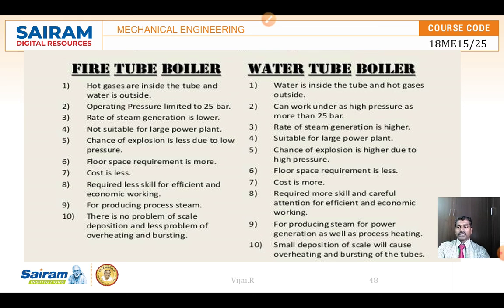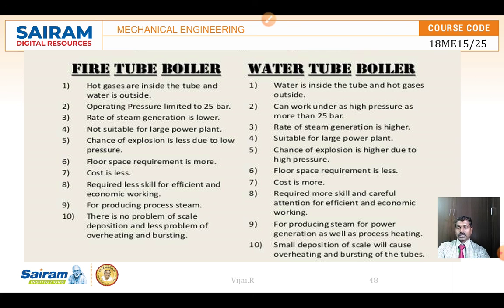The floor space requirement for a fire tube boiler is more, but the water tube boiler requires less floor space. The cost is low in the case of a fire tube boiler, while the water tube boiler cost is more and maintenance is more, and it is suitable for large power plants. Water tube boilers are useful for large power plants, but they require more skilled laborers and careful attention for maintenance. They are useful for producing steam for power generation as well as process heating.